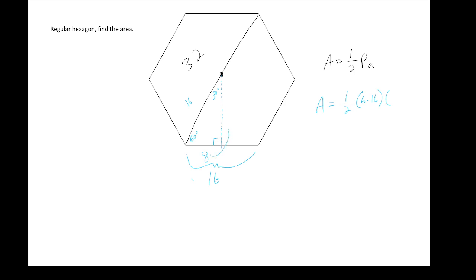Well, how do we go from short leg to long leg? That apothem is going to be the short leg times rad 3, or in other words, 8 rad 3. How great is that? And then we just find our product: 1/2 of 6 times 16 times 8 rad 3. And that's going to be 384 rad 3 units squared.